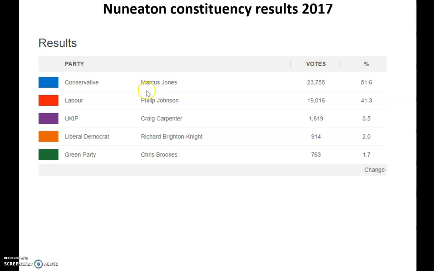So even if all these other people hadn't stood and it had just been Conservative and Labour, Marcus Jones would still have won this particular seat. However, in the previous election of 2015, he won it by fewer votes, and therefore he fell below that 50%. But it doesn't matter, because he still had one more vote than his closest rival.